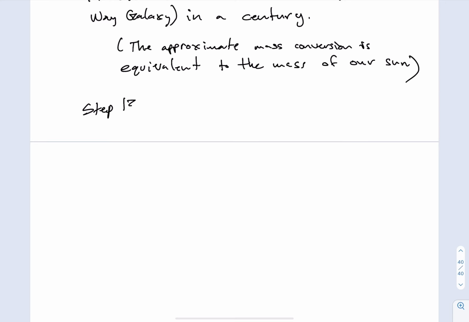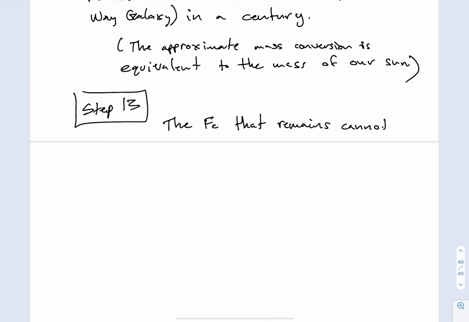Step 13. So the iron that remains after the total destruction of the star has nothing to stop its collapse. There's no more fusion that can happen. The iron that remains cannot fuse and continues to collapse until the protons are completely destroyed and the remaining body consists of pure neutrons.